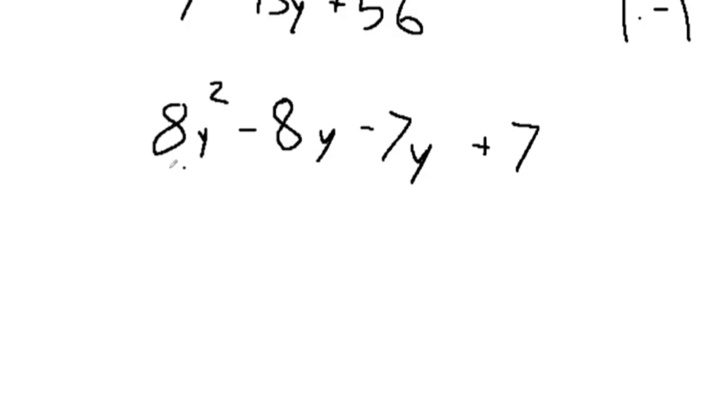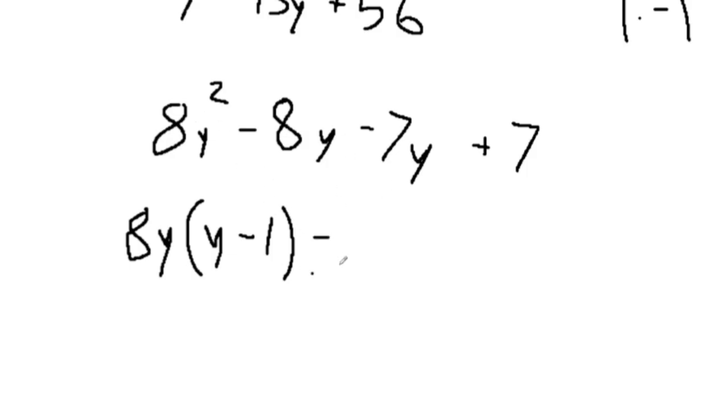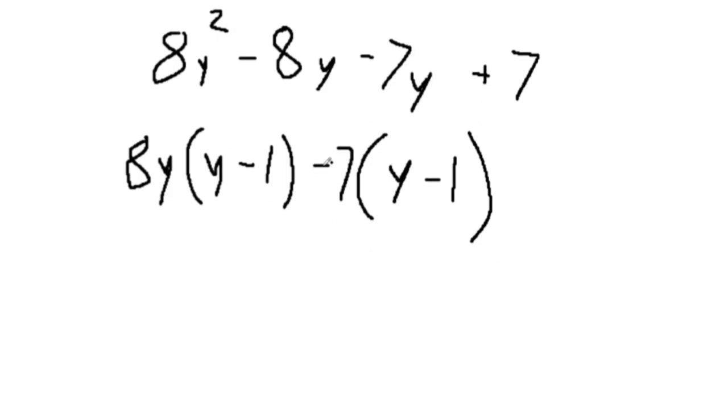There's y in both of these, so we can get rid of y. There's 8 in both of these, so we can get rid of 8. So we can do 8y, parenthesis, y minus 1, and that is the same thing as this, simplified. And then we can do minus, because this one's a negative. Both of these are divisible by 7, so we can do negative 7, parenthesis, y minus 1. And so this is what we're left with.